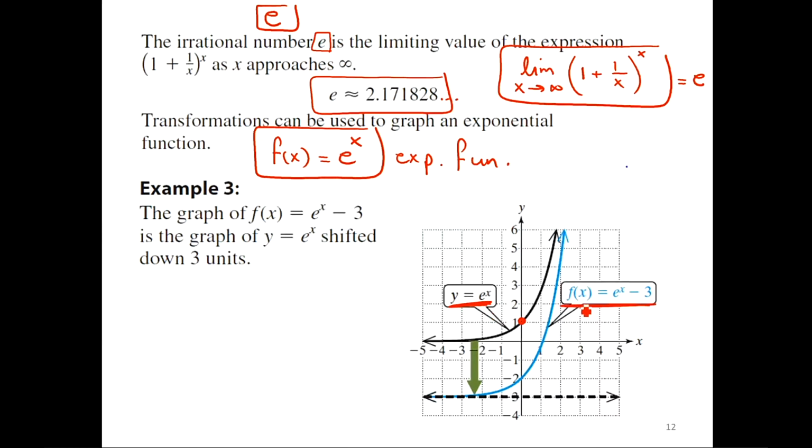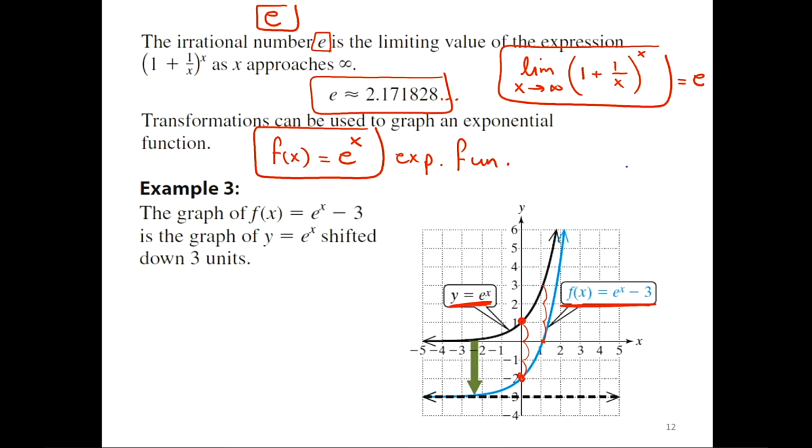But if we have e to the power x minus 3, we have shifting down by 3 units. So we have 1, 2, 3. The whole graph shifts down 3 units.